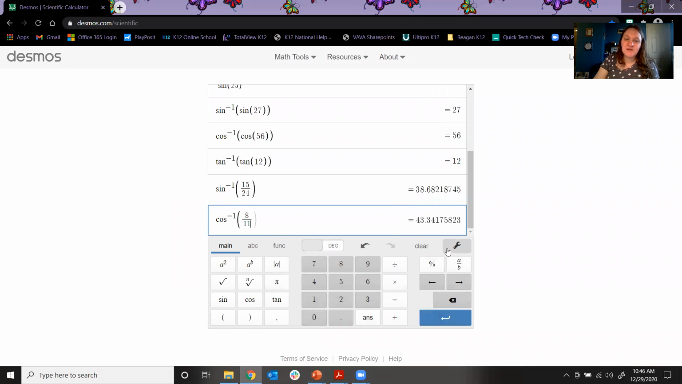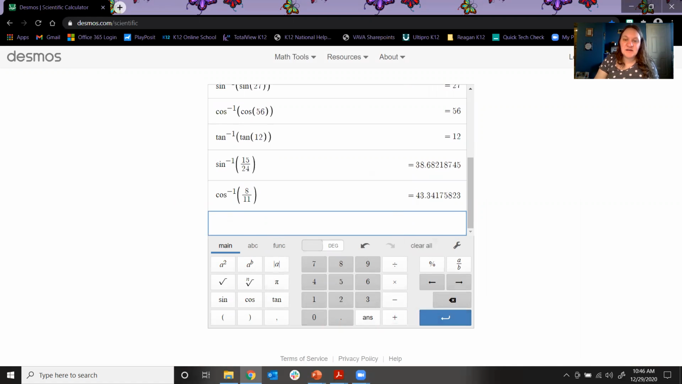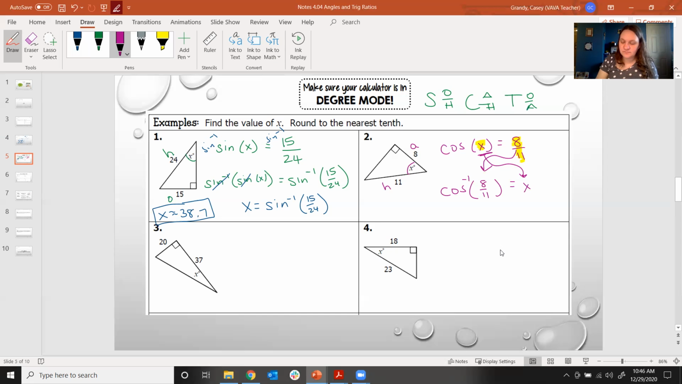And get my answer 43.3. If you don't like that flip-flop method, you don't have to use it. You can still do the step where you do the cosine inverse of both sides. Whatever way works best for you.